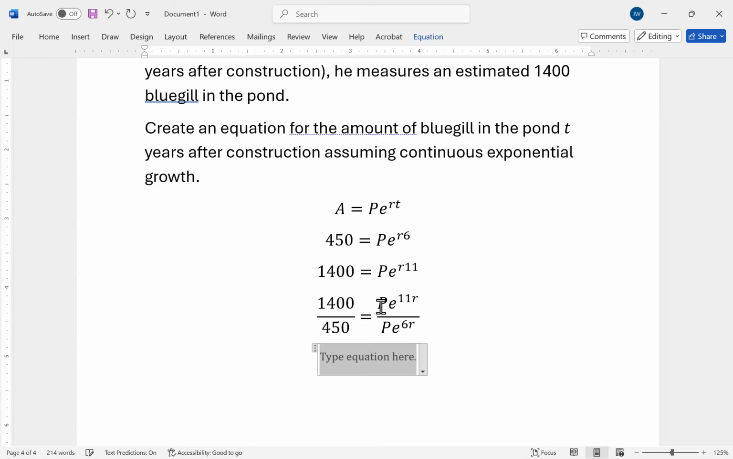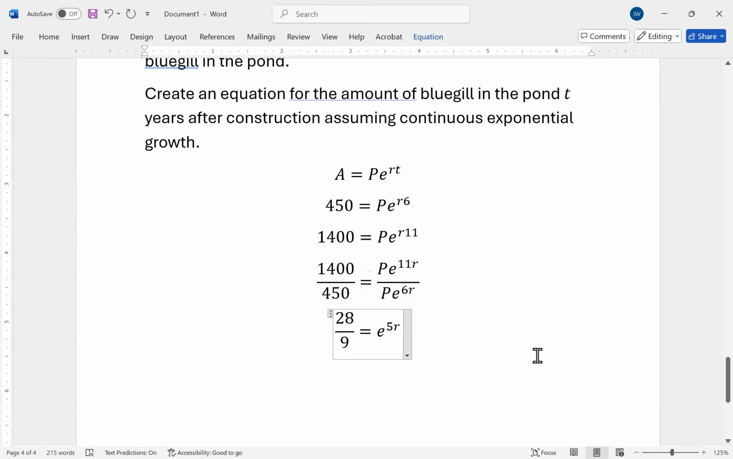That way, when I take 1,400 and divide by 450, I get a reduced fraction of 28 over 9. So I'll write 28 over 9 on the left-hand side of that equation. On the right-hand side, the P's will cancel, and then e to the 11R divided by e to the 6R is actually e raised to the 5R. We subtract the exponents. So the P's cancel, and then I subtract exponents since we have the same base.